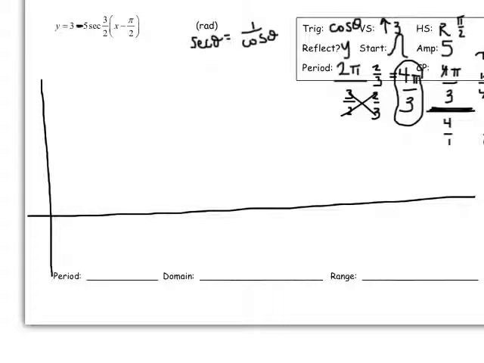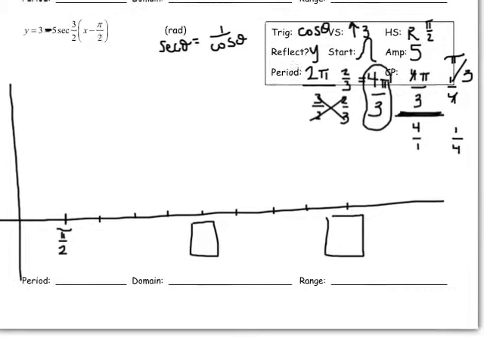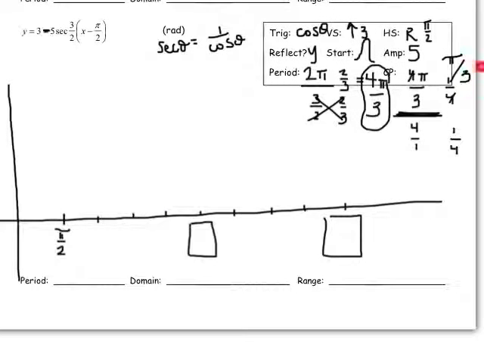So if I move right, pi over 2. And 1, 2, 3, 4. 1, 2, 3, 4. Okay, and for each critical point, I'm going to move pi over 3.